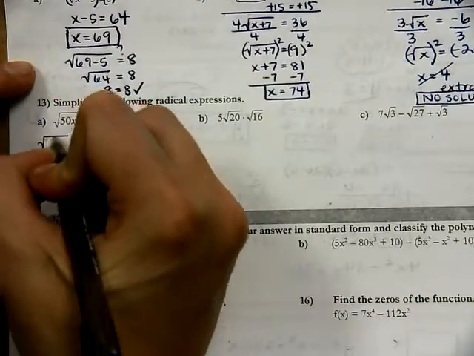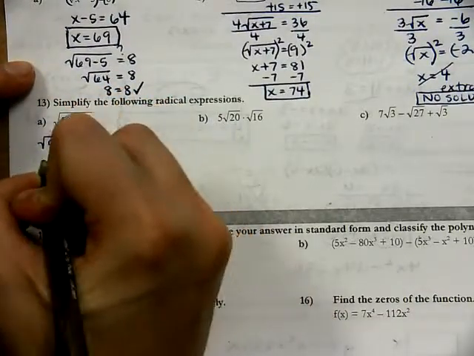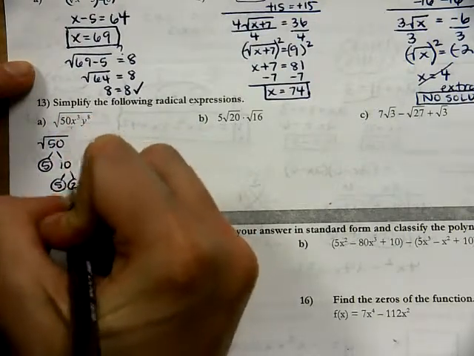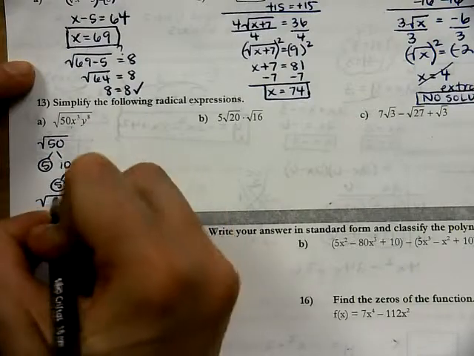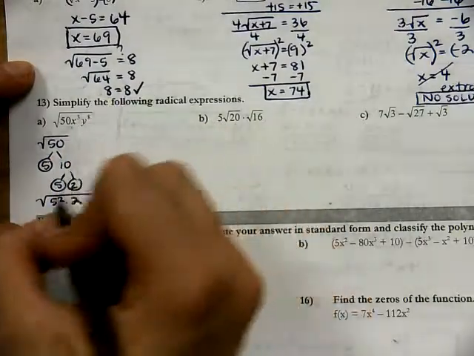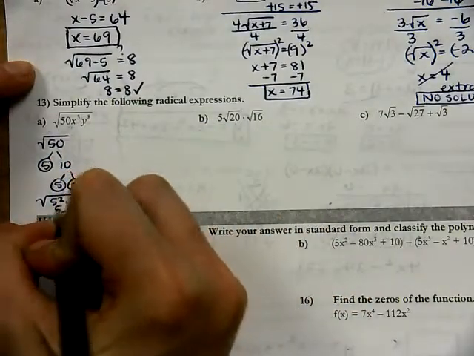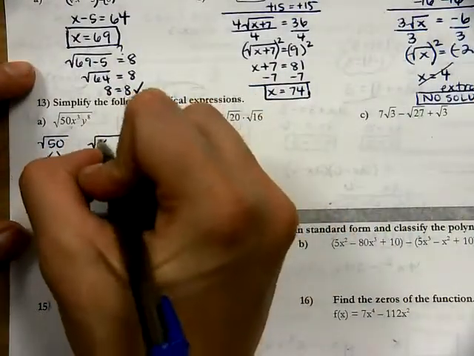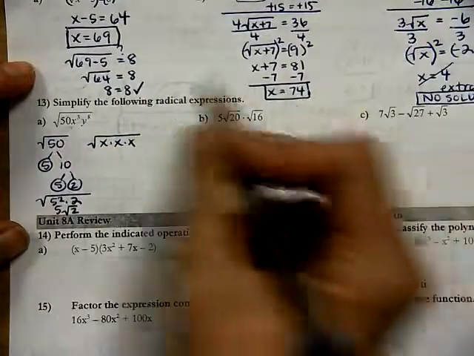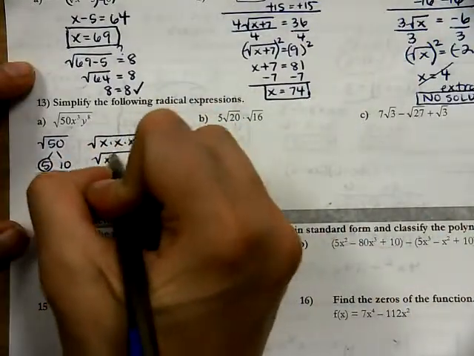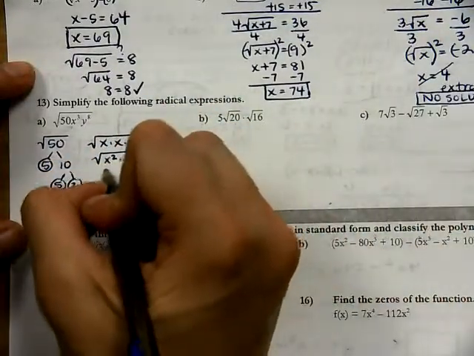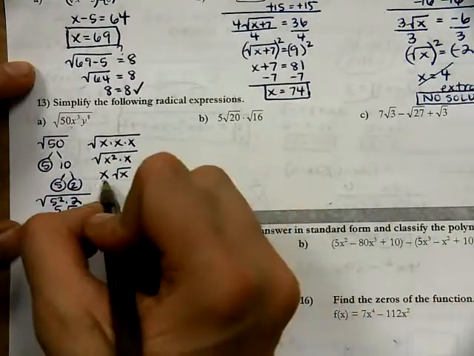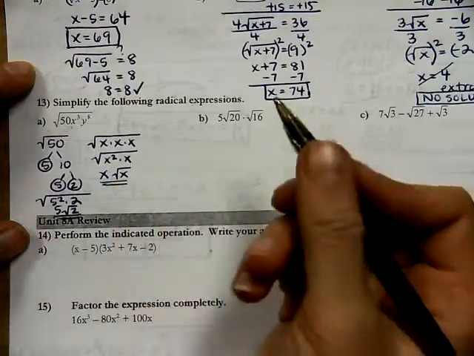So the square root of 50, if I do a factor tree, 5 times 10, 5 is a prime number, this is 5 times 2. So this is the square root of 5 squared times 2, or in other words, 5 times the square root of 2. So that's simplifying the square root of 50. If I simplify x to the third, that's 3 x's multiplied together, or the square root of x squared times x. Well, the square root of x squared is x. Square root of x is going to stay underneath that square root. There you go. So I got 2 parts so far.